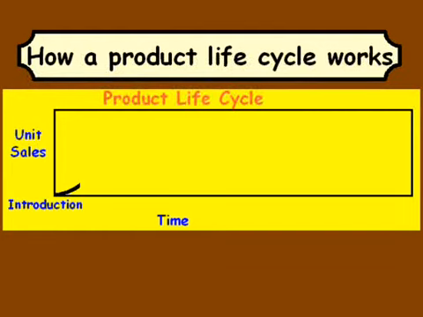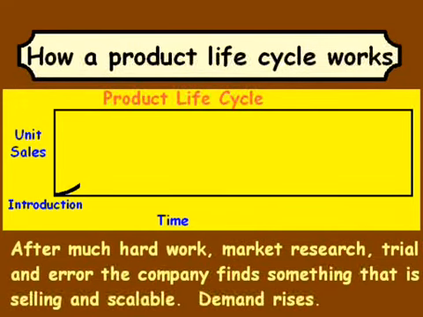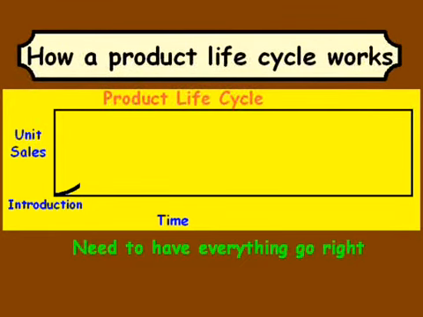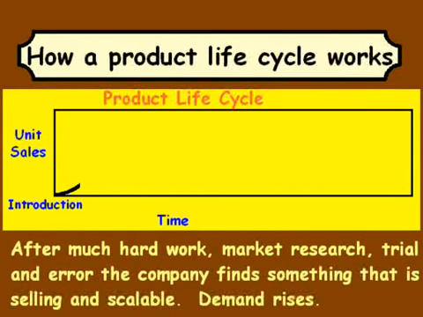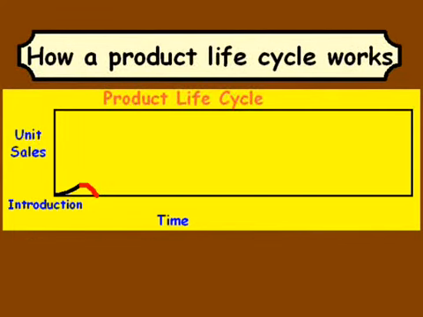Now, to start off, there is the introduction stage, and that is after much hard work, market research, trial and error, the company or individual finds something that is actually selling and it's scalable, meaning you can mass produce, drive the cost down, and keep your profits going, and that's because demand is rising. Now, this is the most difficult stage because there's much trial and error, and it's very difficult to get something off the ground.